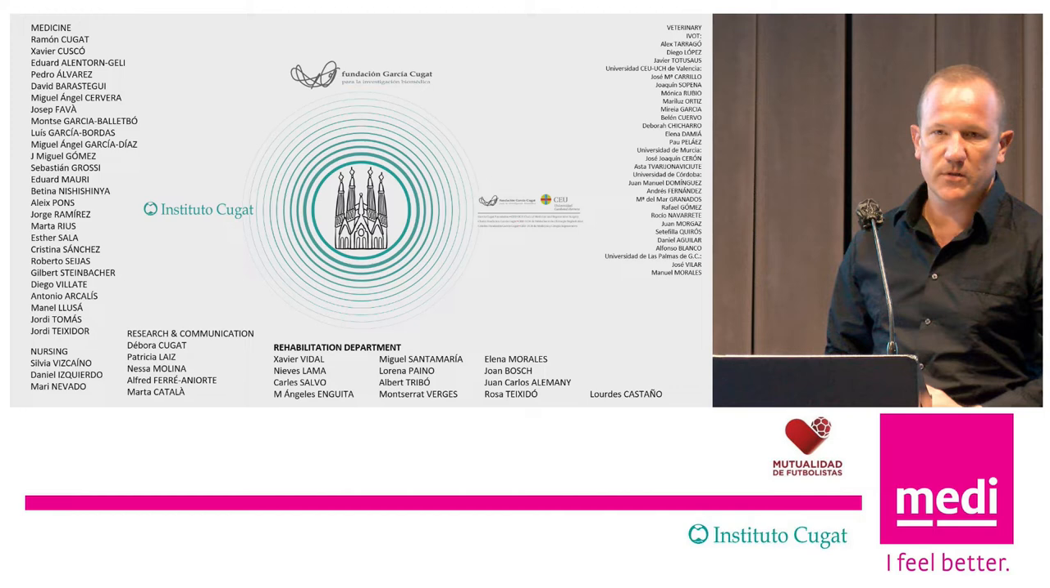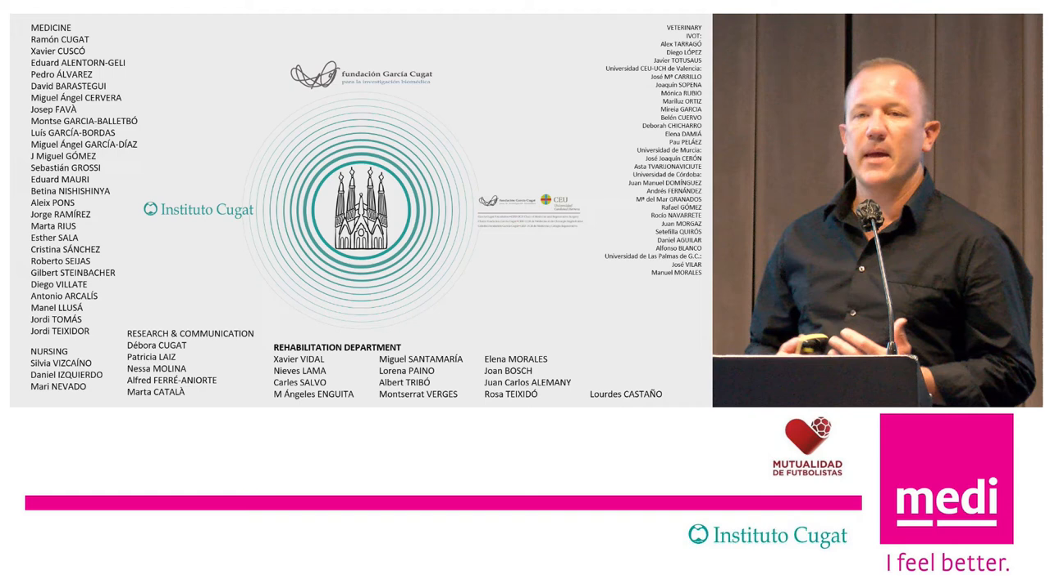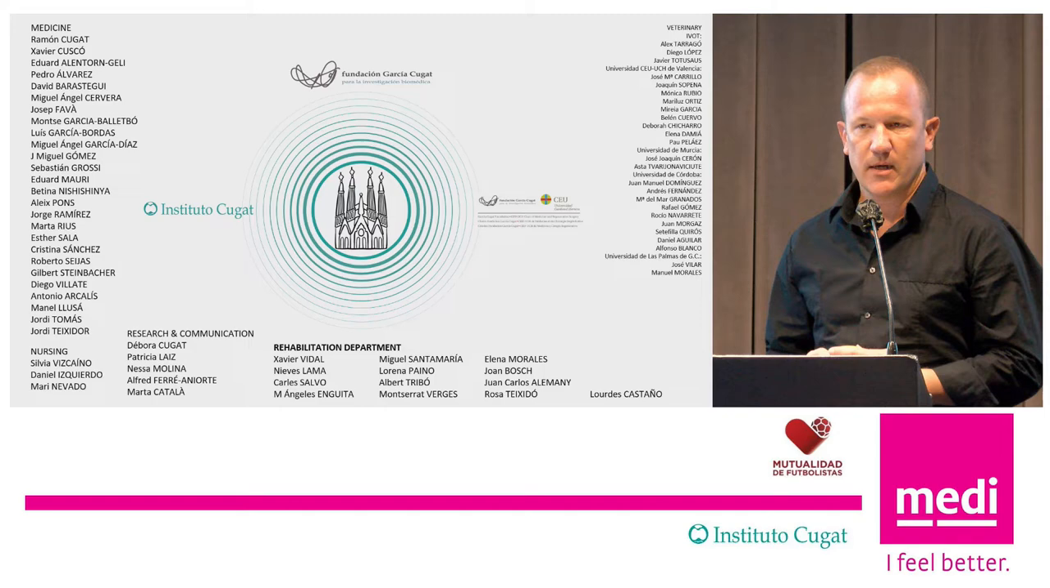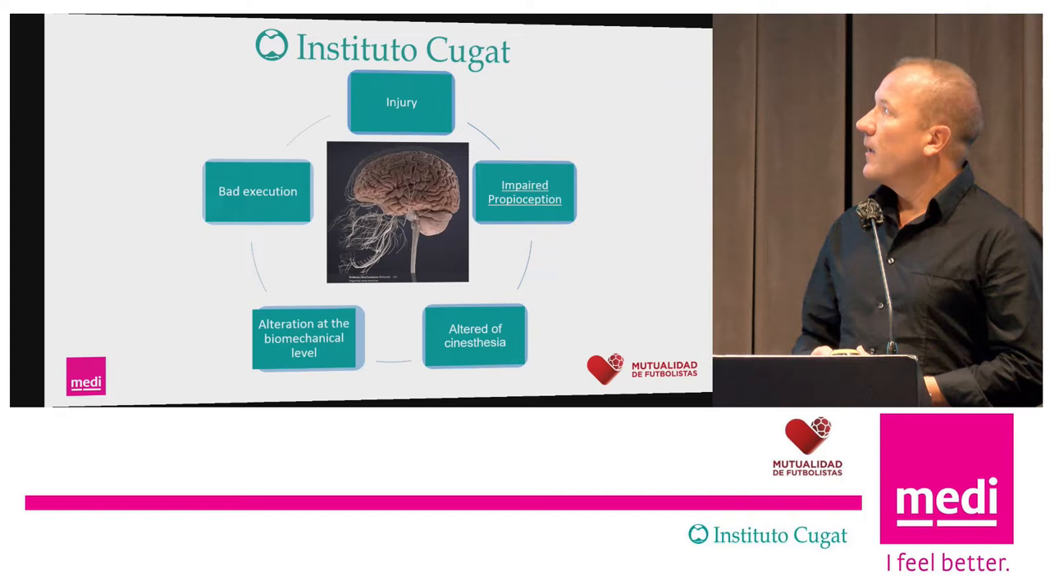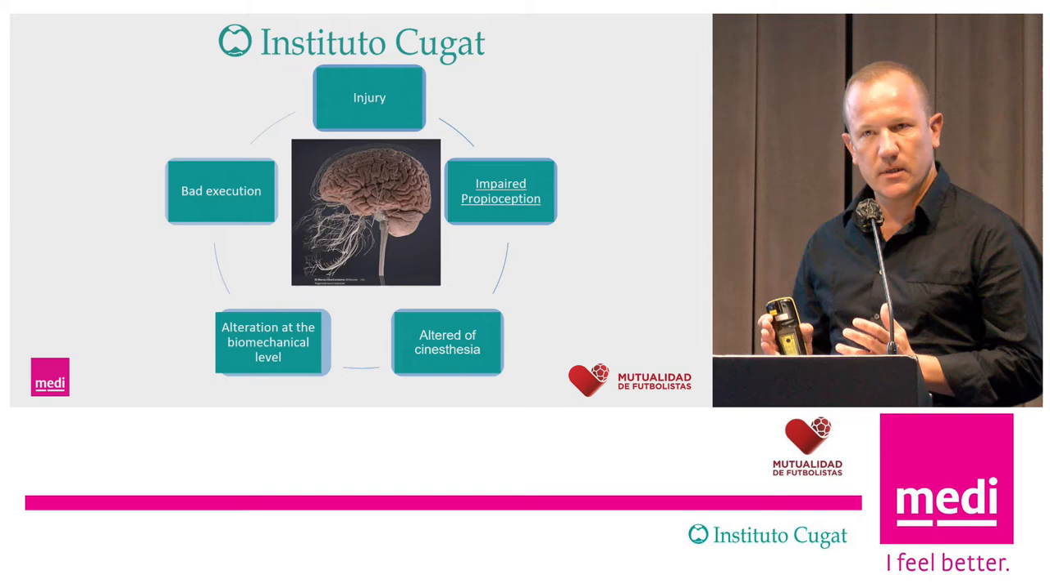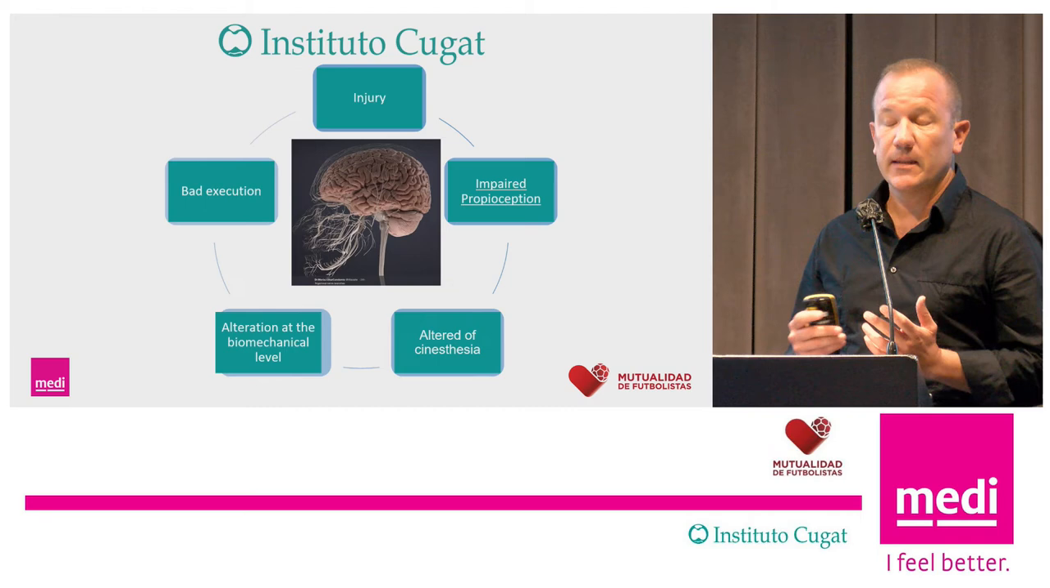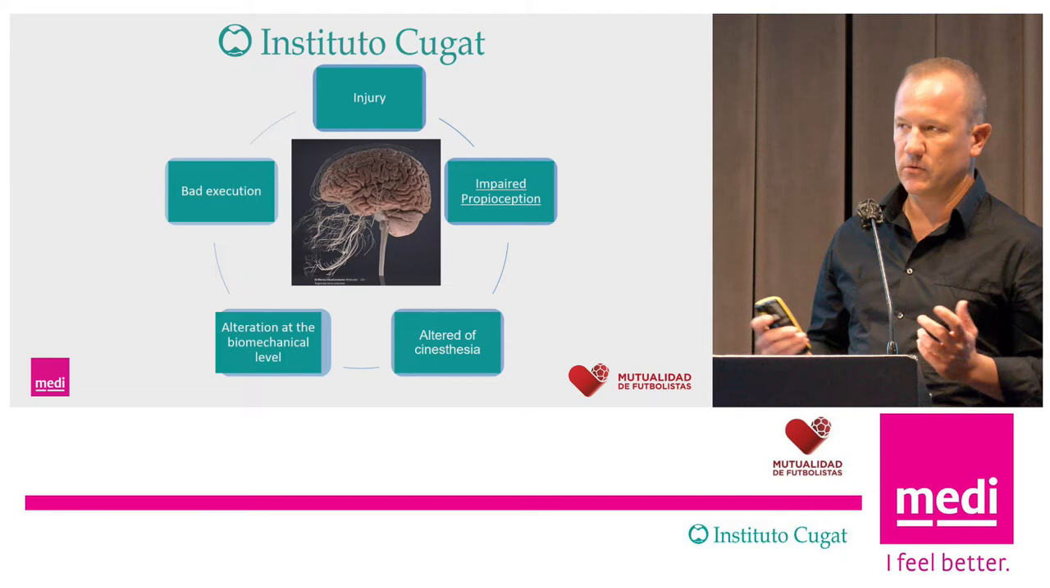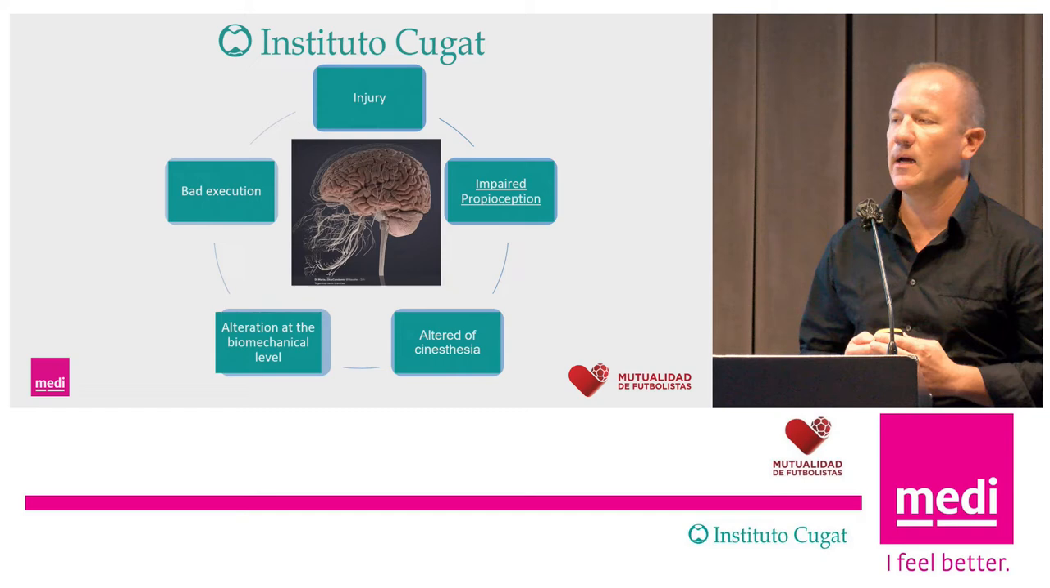All the doctors have explained very well the mechanism, the risk factors, and the prevention of this injury, but I'm a physical therapist, and I want to explain our experience with this recovery in our center. When a player has this injury, they always present these factors: impaired proprioception, altered kinesthesia, alteration at the biomechanical level, and bad execution of the exercises. I think it's very important that we keep in mind all these factors, but also, from the beginning of the recovery, the neuromuscular and motor control factors.